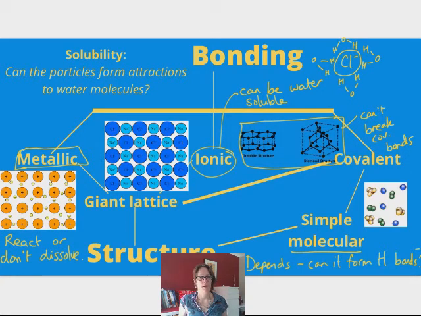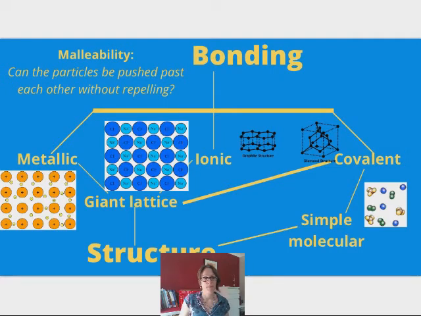So solubility is sometimes asked about. It's usually a clue for something that's ionic, but don't count on ionic substances being soluble, because we know from precipitation there are loads of ionic substances that don't dissolve in water at all. So it can also be a clue if something dissolves in a non-polar substance that it's likely to be simple molecular. So something that dissolves, for example, in hexane.